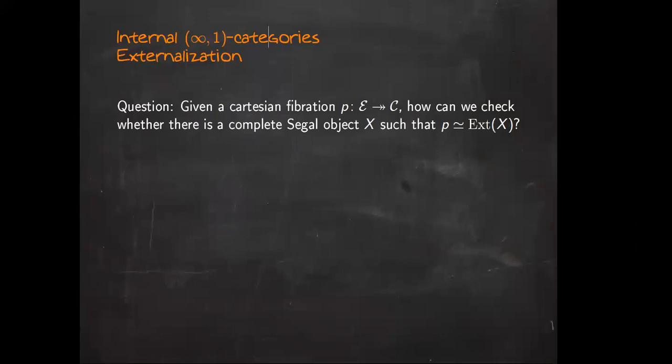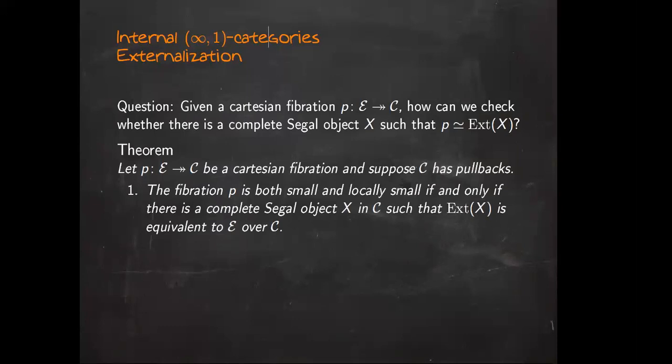And now there's the question: if I am given a Cartesian fibration, can I check whether it is a complete Segal object whose externalization P itself is? It's a representability problem, basically. And it turns out, yes, infinity categorically that works out perfectly well.